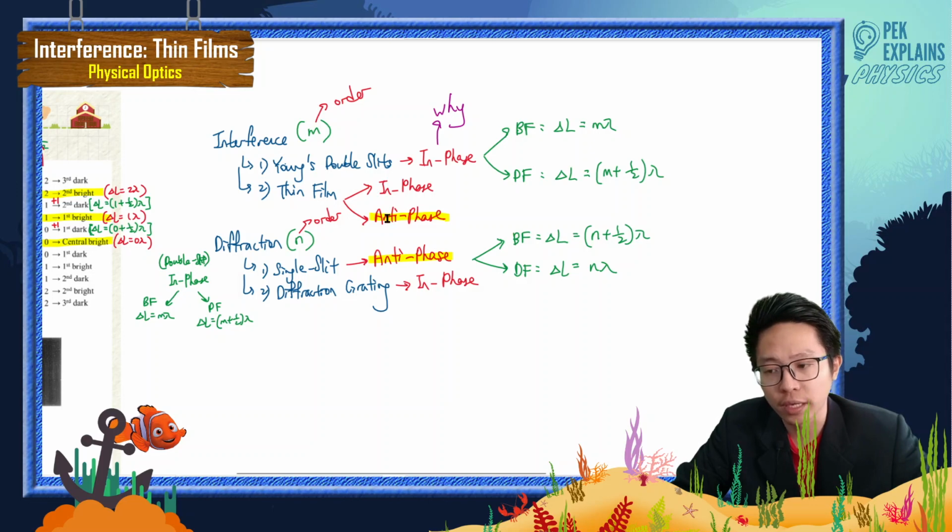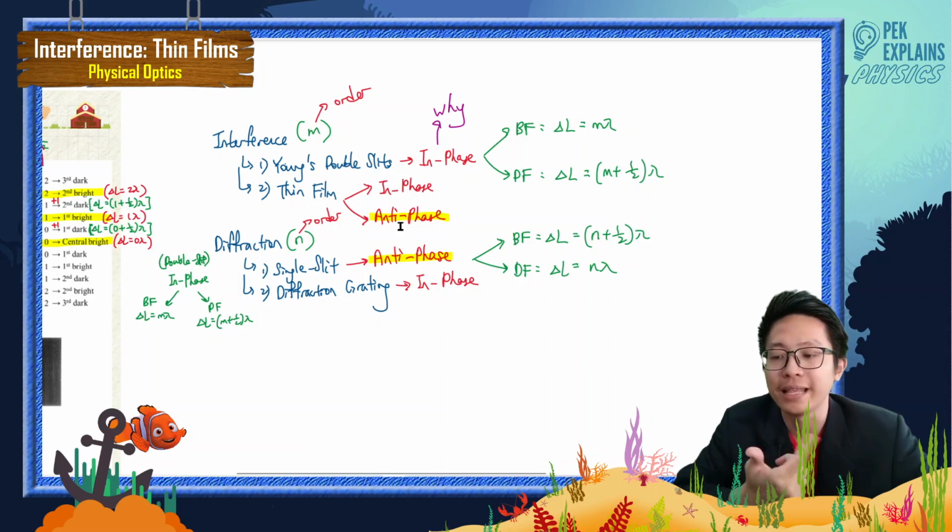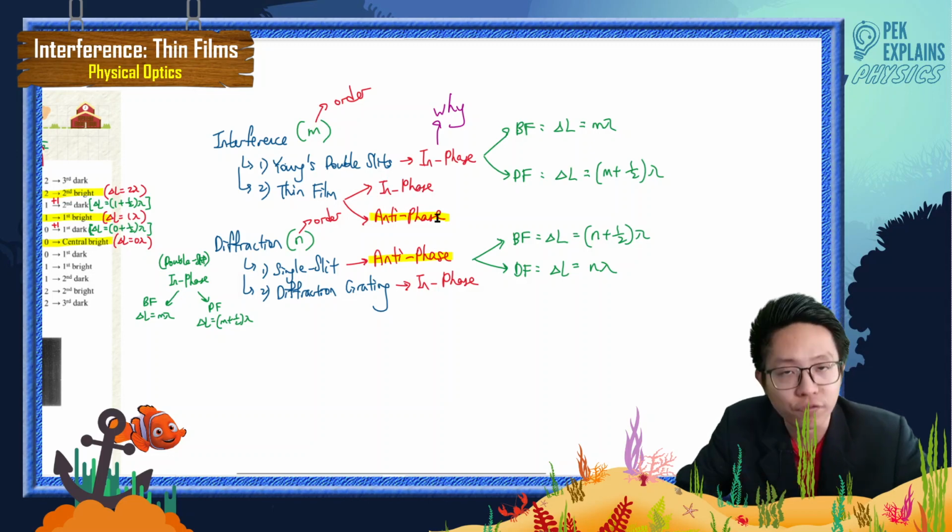For the category of anti-phase thin films, to form the bright fringe, the path difference will be m plus half lambda. The dark fringe will be m lambda. So thin films have two categories, in phase and anti-phase, whereas double slit only has one category, in phase. What causes in phase and anti-phase for thin film?